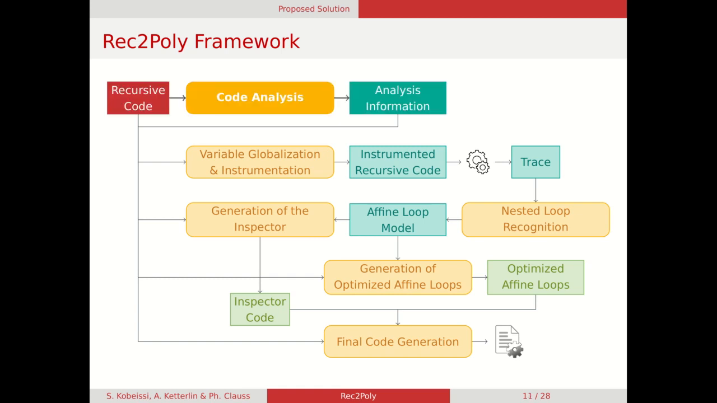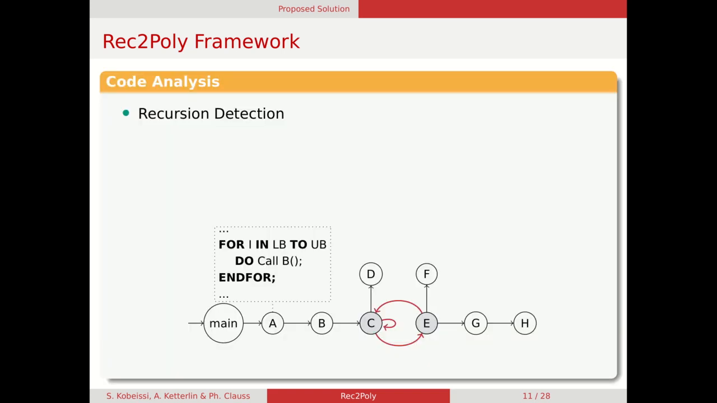First phase is the code analysis phase. It takes as an input the recursive code and gives as an output the analysis information. In this phase, Rec2Poly performs recursion detection. Using the call graph of a program, it searches for strongly connected components. A strongly connected component means that there is a recursion among the functions represented by the involved nodes. Here in this arbitrary call graph example, we have function C in a direct recursion with itself, and functions C and E in an indirect recursion with each other.